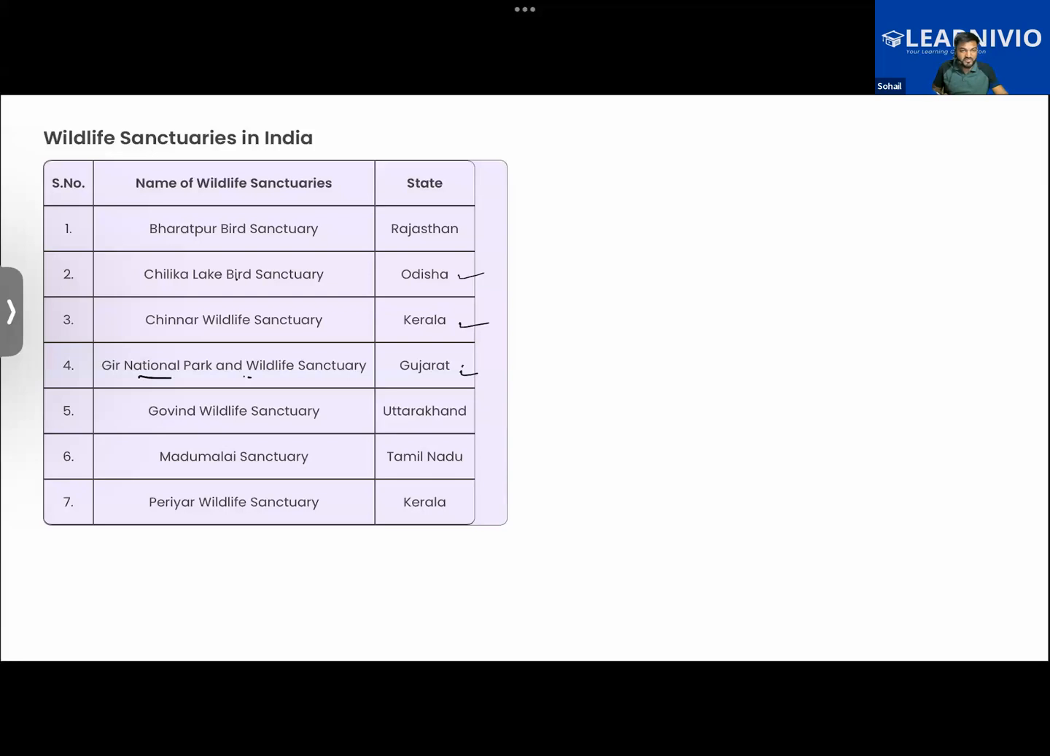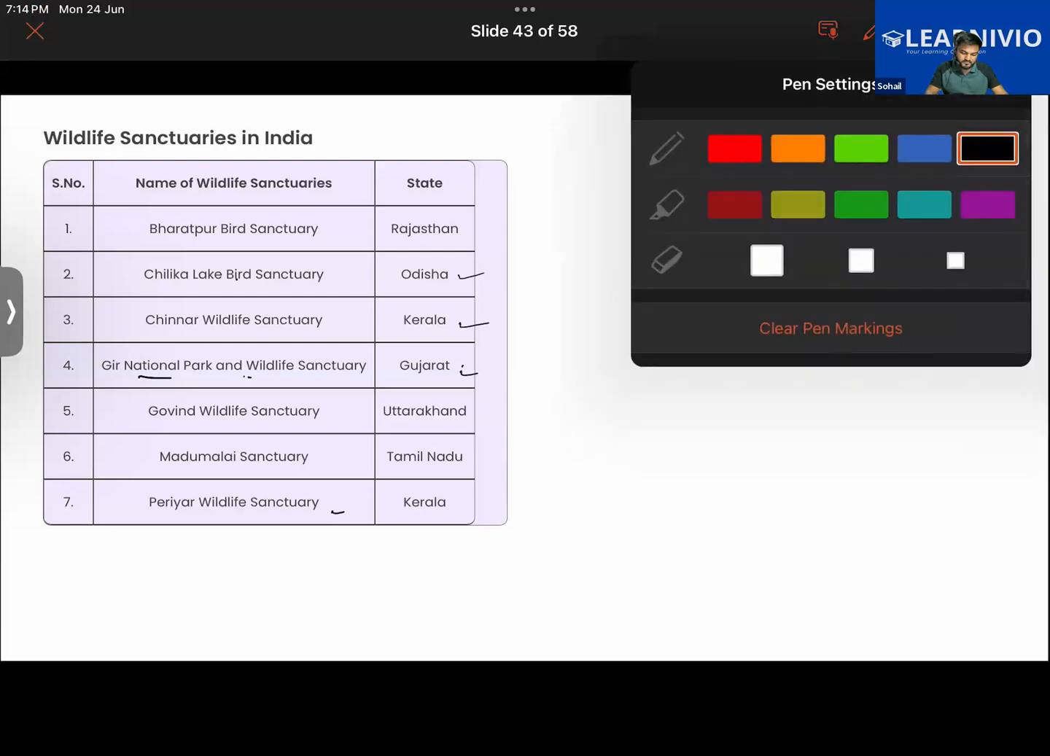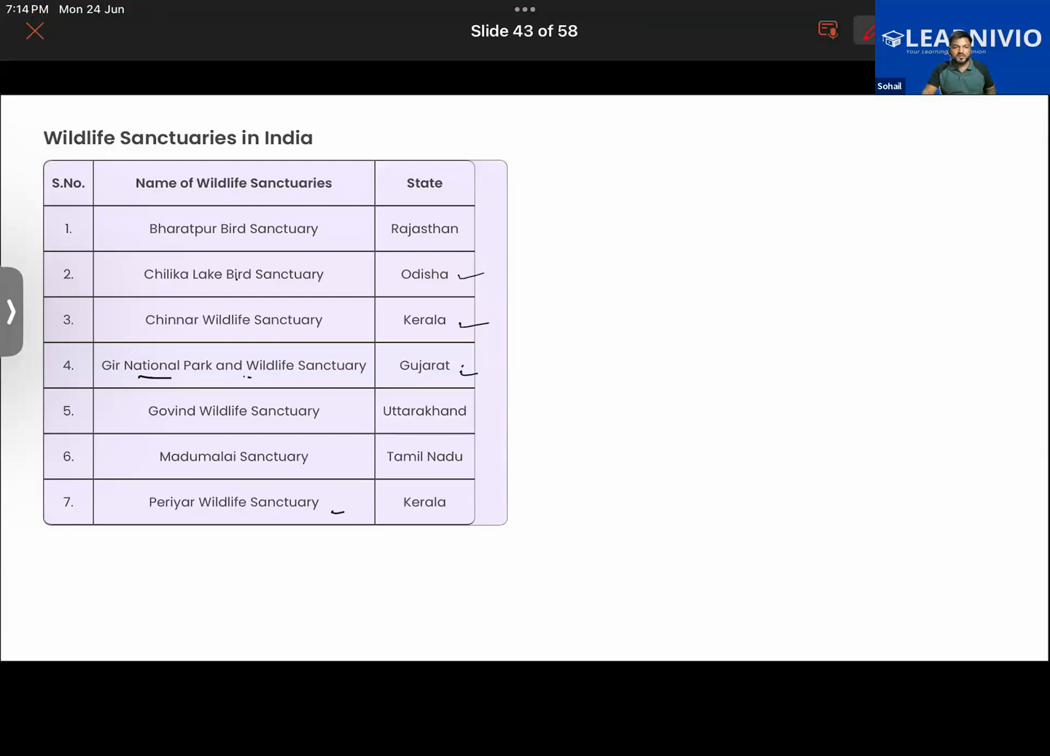Govind Wildlife Sanctuary is in Uttarakhand. Mudumalai sanctuary in Tamil Nadu, Periyar wildlife sanctuary in Kerala. There are multiple wildlife sanctuaries in Kerala. So hope you guys are getting it.